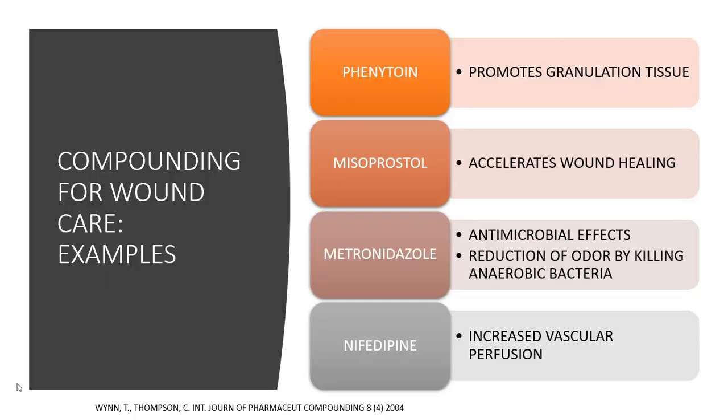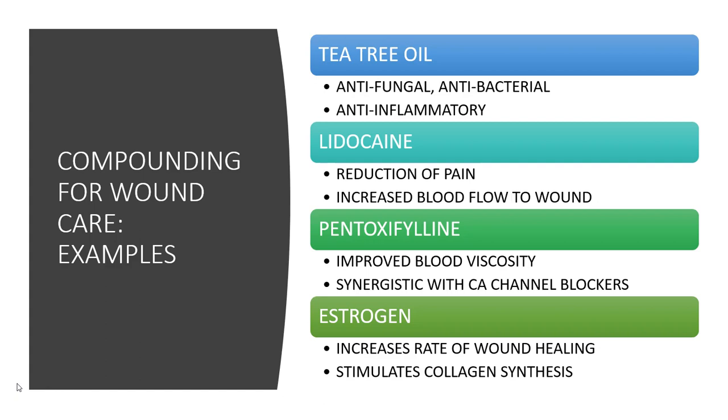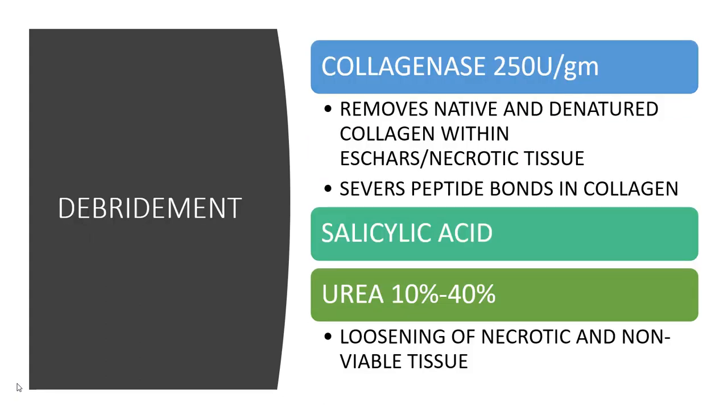For example, phenytoin. We know that Dilantin promotes granulation tissue. I could write for topical metronidazole, which is going to be helpful in reducing the anaerobic bacterial count. I could prescribe something topically to increase perfusion in that wound. I could write for misoprostol to decrease inflammation. So I could accomplish multiple things at one time by compounding. I could write for lidocaine, which will increase blood flow, reduce pain. I could write for pentoxifylline, which will increase blood flow to the wound. I could prescribe estrogen to increase rates of wound healing. So let's look at some examples.